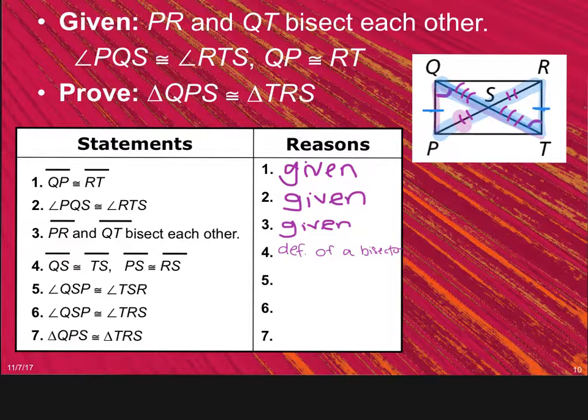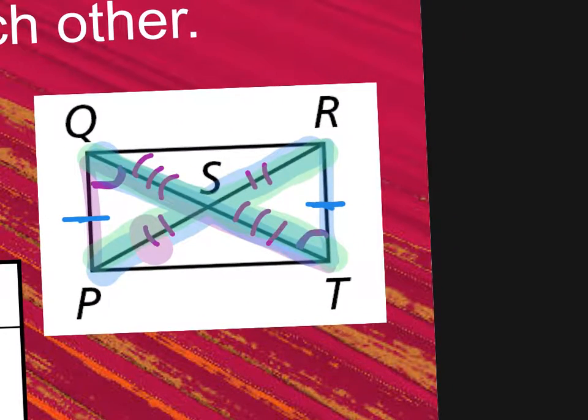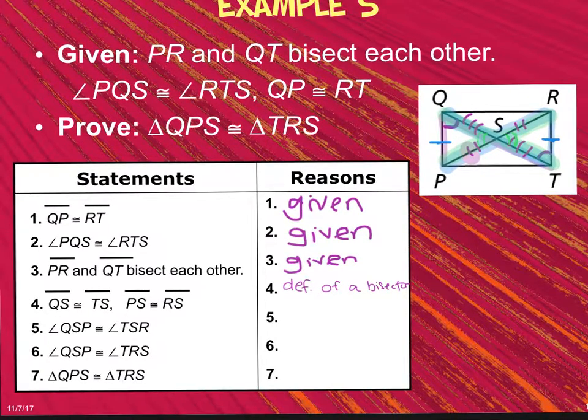Number 5 says QSP is congruent to TSR. So go to your diagram. QSP is equal to TSR, which is this angle and this angle. How do I know they're congruent? They're vertical angles, okay? The vertical angles theorem is what tells us that those are congruent.